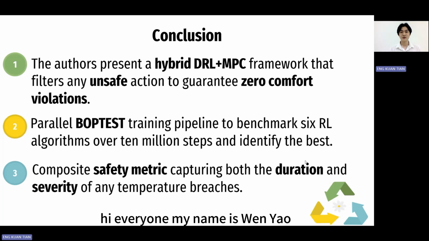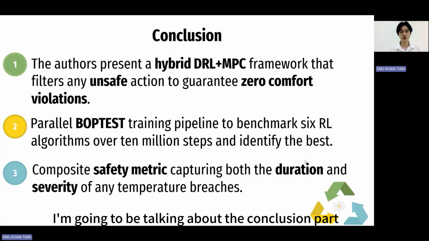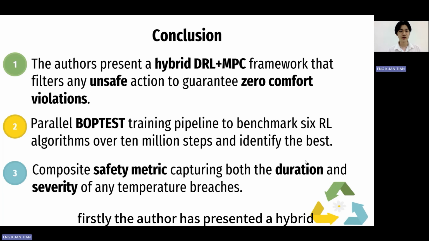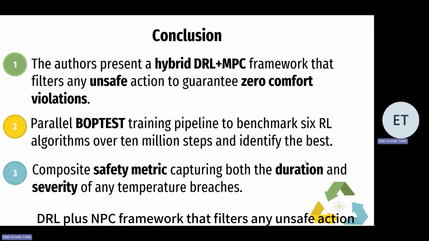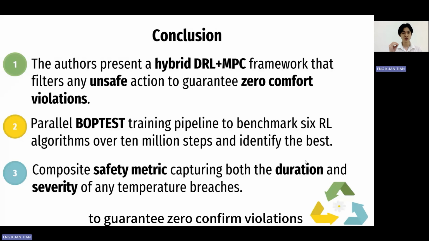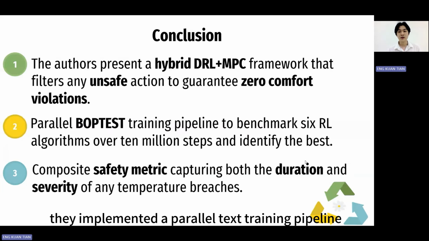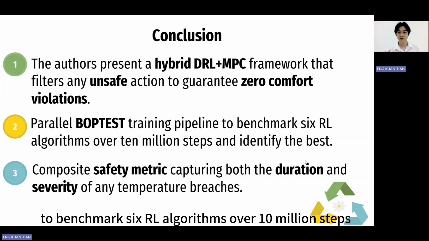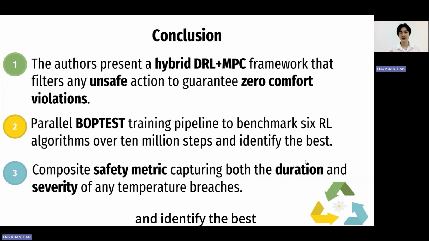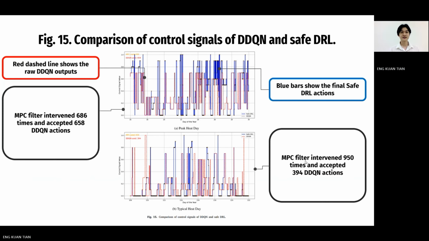Thank you, Jason. Hi, everyone. My name is Wen Yao, and now I'm going to be talking about the conclusion part. Firstly, the author has presented a hybrid DRL plus MPC framework that filters any unsafe action to guarantee 0 comfort violations. They implemented a parallel Bob test training pipeline to benchmark 6 RL algorithms over 10 million steps and identify the best. And lastly, they also introduced a composite safety metric capturing both the duration and severity of any temperature breaches.